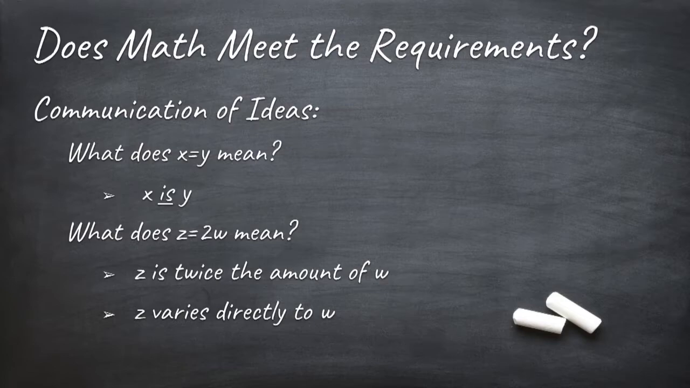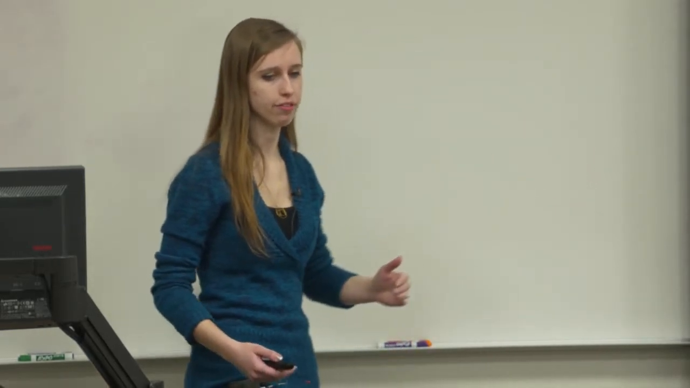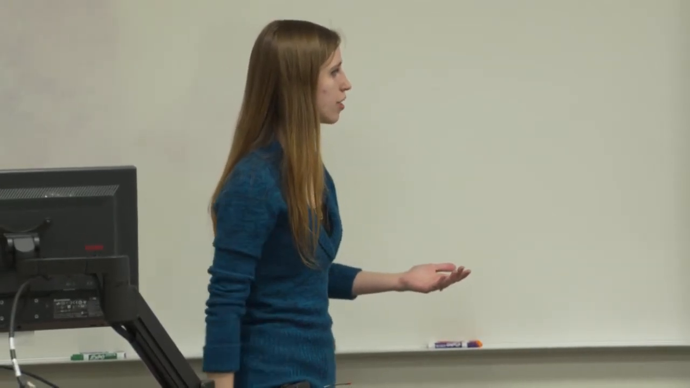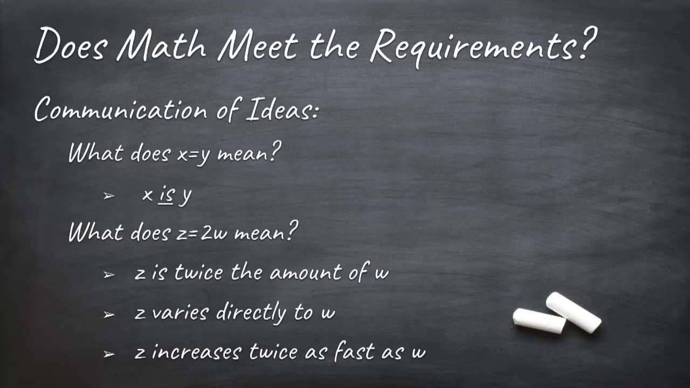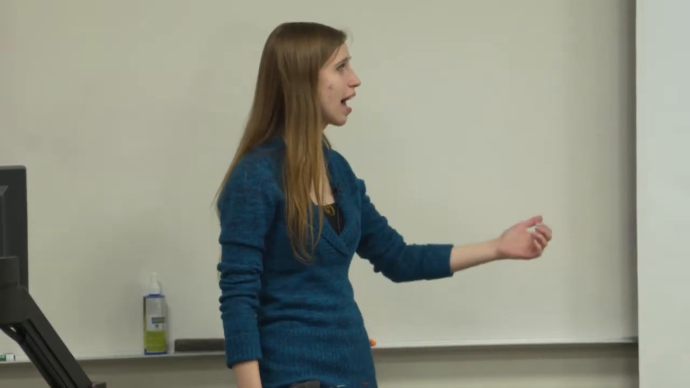First is that Z is twice the amount of W. We can also say that Z varies directly with W. So if W goes up, Z will go up. If W goes down, Z will go down. And we can also say that Z increases twice as fast as W. So if W goes up by 2, Z will go up by 4. If W goes up by 5, Z will go up by 10.